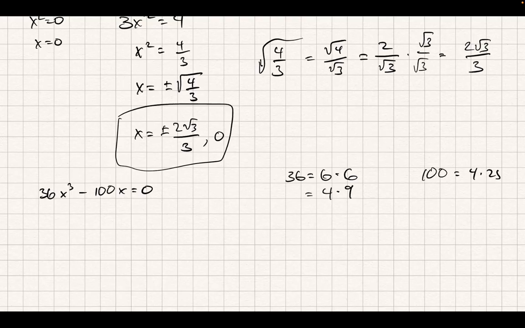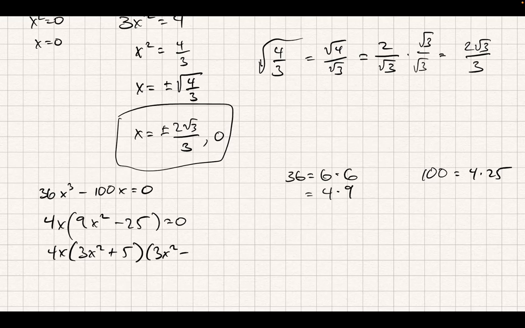Yeah, that's good. And then 9 and 25, I don't see anything else in common. So what do I take out? You take out 4x. It's just x. Leaving 4x times 9x squared minus 25 equals 0. Okay, now I'm not going to do the zero product property yet. I'm going to make this a little bit easier. It's 3x minus 5, 3x plus 5. It's not 3x squared. Yeah, right. Thank you.